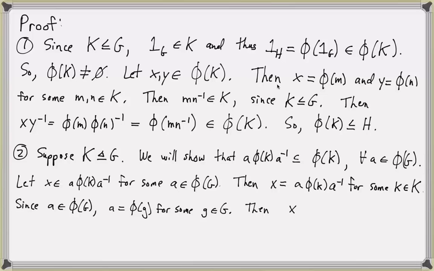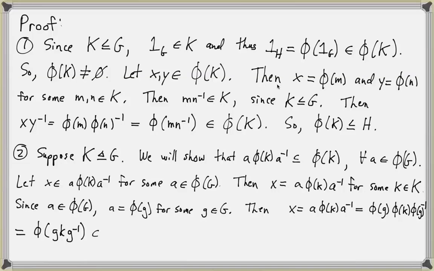Then X, which is A phi of little k A inverse, can be written as phi of g, phi of little k, phi of g inverse. But I can combine this to equal phi of g k g inverse. But now since K is a normal subgroup of G, we see that little g, little k, little g inverse is an element of K.